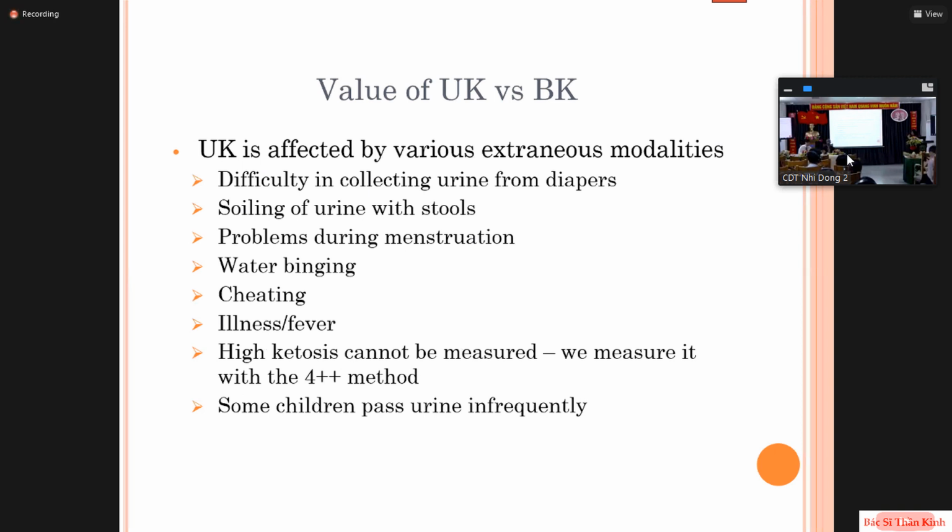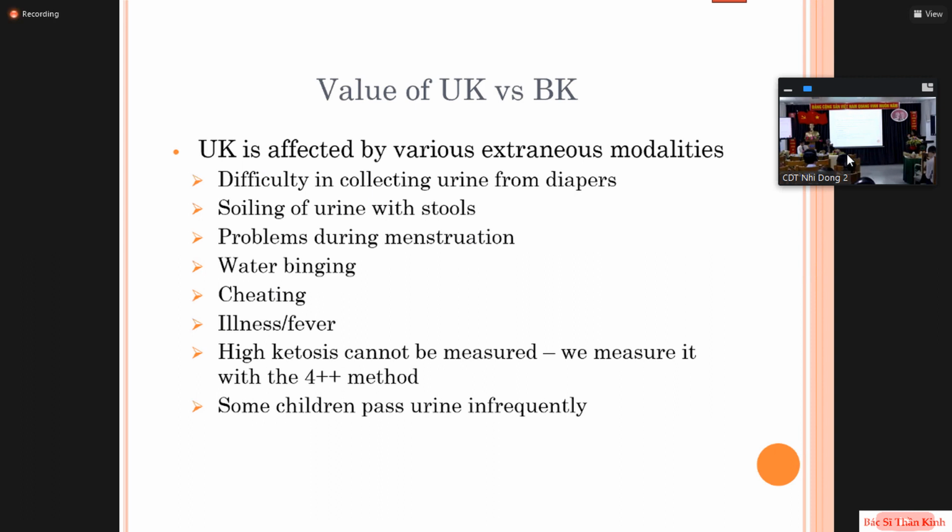The value of urine ketones versus blood ketones. So the urine ketones is affected by certain extraneous modalities. One is difficulty in collecting the urine from the diapers. So what we tell the mothers is that they can take a ball of cotton and place it inside the diaper. So when the child passes the urine, the cotton ball will absorb the urine and they just have to squeeze it out onto the keto diastix and check the urine ketone levels.